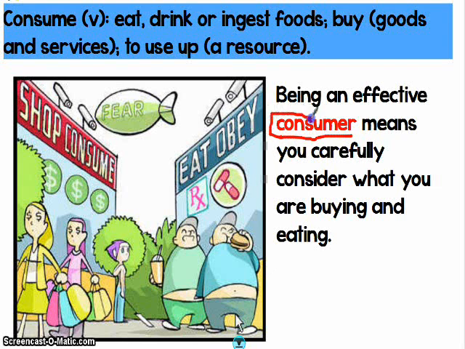So you can see here that consumer is actually a different form of the verb consume. And just like with achievement, this is a word that has been created with the addition of a suffix. We know that by adding er to the word, it changes it into the name of something. A consumer is somebody who consumes things.